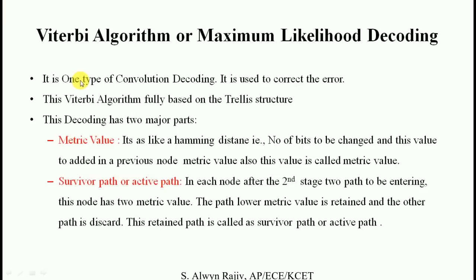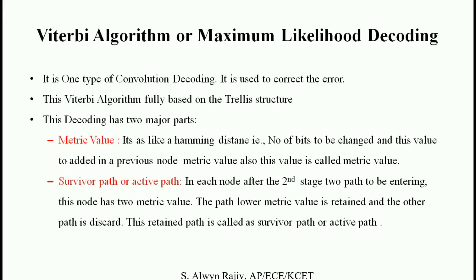This Viterbi algorithm is one type of convolutional decoding. It is used to correct errors. The other name of the Viterbi algorithm is maximum likelihood decoding. This Viterbi algorithm is fully based on the trellis structure. The trellis structure will be discussed in a later lecture.